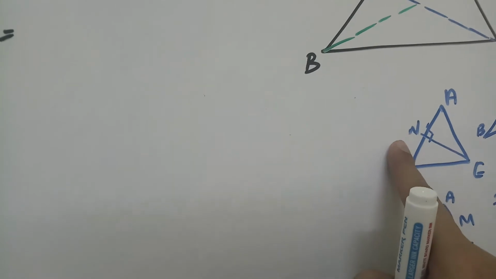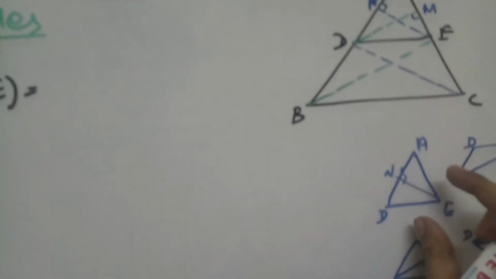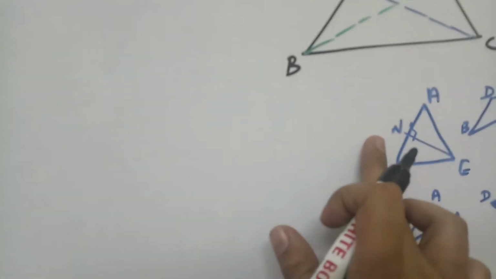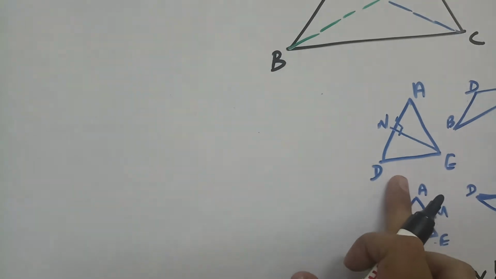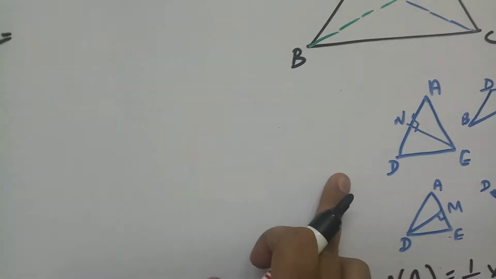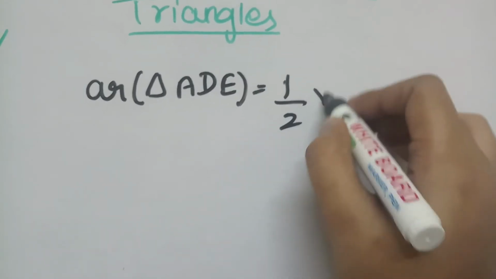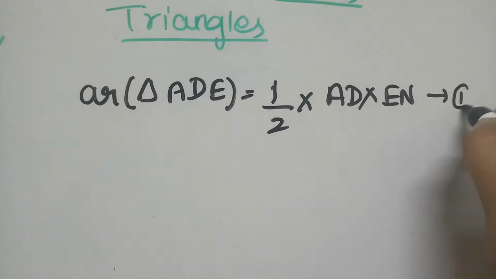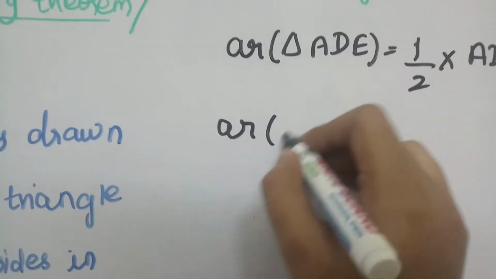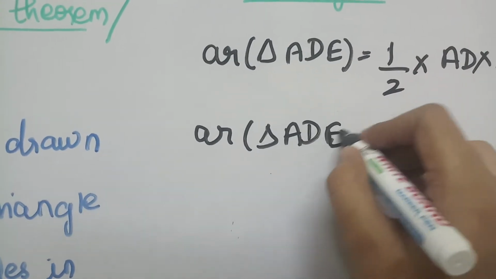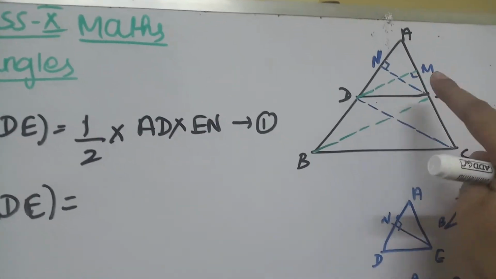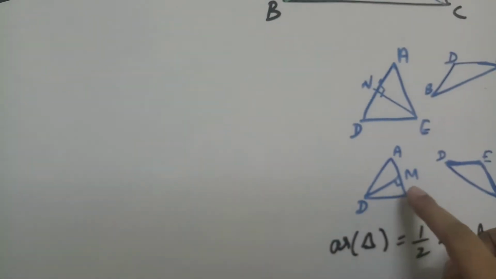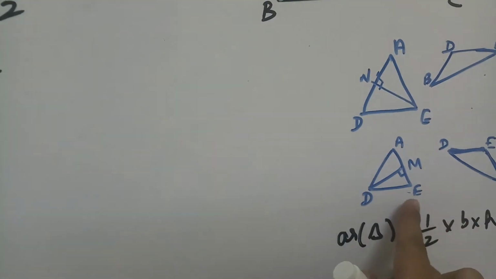Considering EN as height, I have drawn only that particular triangle ADE and EN. So considering EN as the height for the triangle ADE, the base will be AD. So half into AD, base, into height EN. This is the first equation. Then for the same triangle ADE, taking the other perpendicular DM, here DM is the height and AE forms the base.